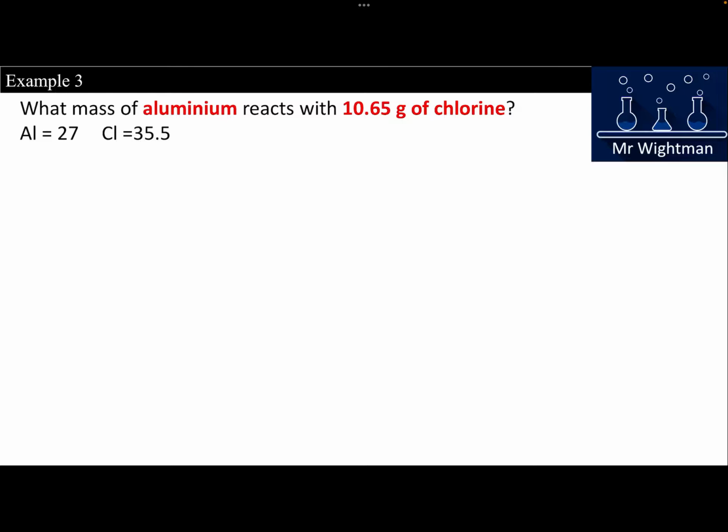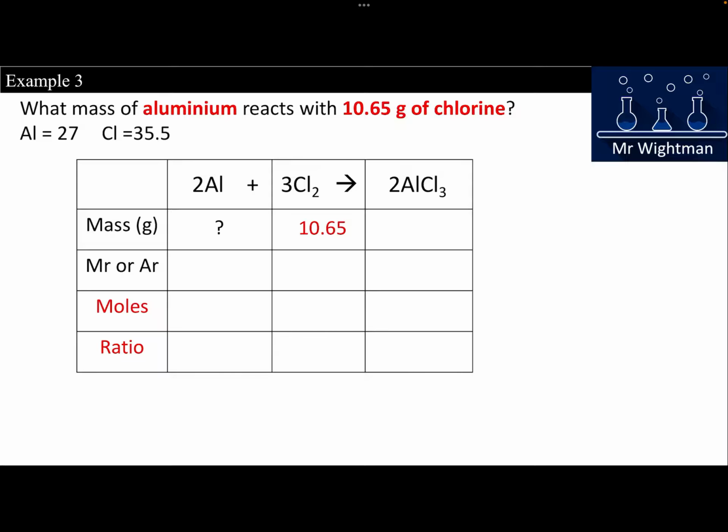So the question can get even slightly harder, where the ratio is not simply just double it or triple it. So what mass of aluminium reacts with 10.65 grams of chlorine? So, similarly, I need to work out the MR of each. So chlorine would be, looking at the periodic table, 35.5. It's important you don't round it. So chlorine is 35.5. It's 0.5 for a reason, because it's an average. So don't round it to 36.